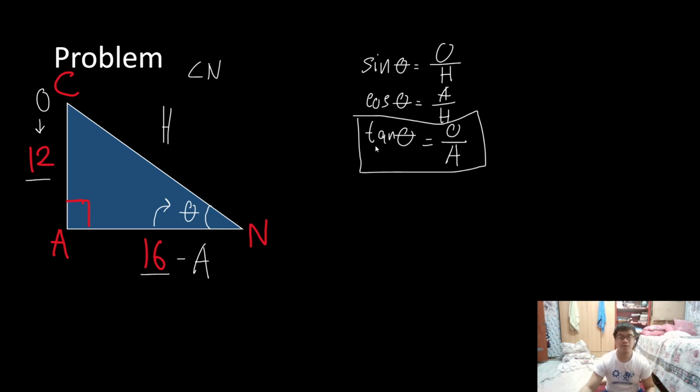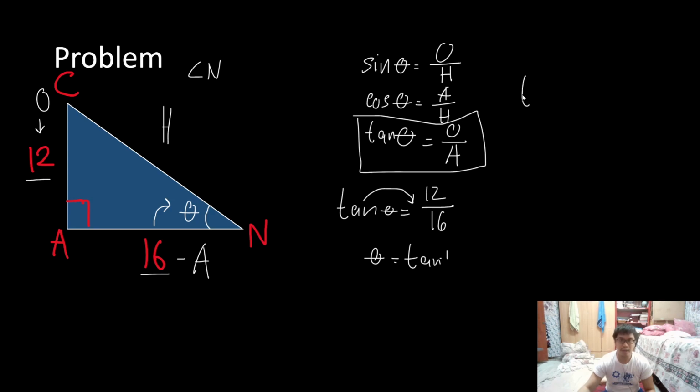Okay? So we're going to use tangent theta because it has the opposite side and the adjacent side. So tangent theta is equal to the opposite, 12, all over the adjacent, 16. So we're going to put the word tan here, so we will have theta is equal to arc tangent.